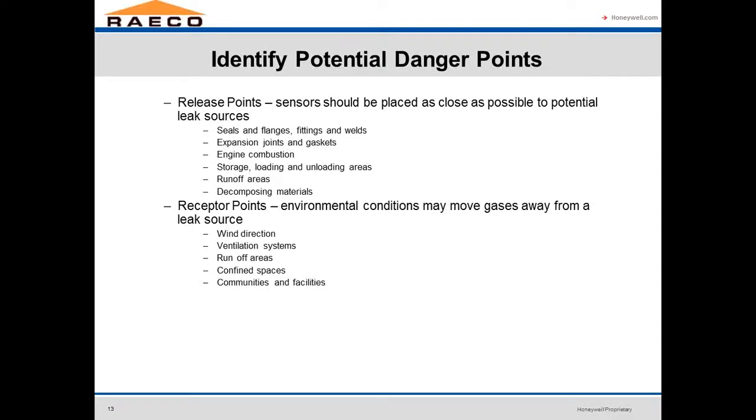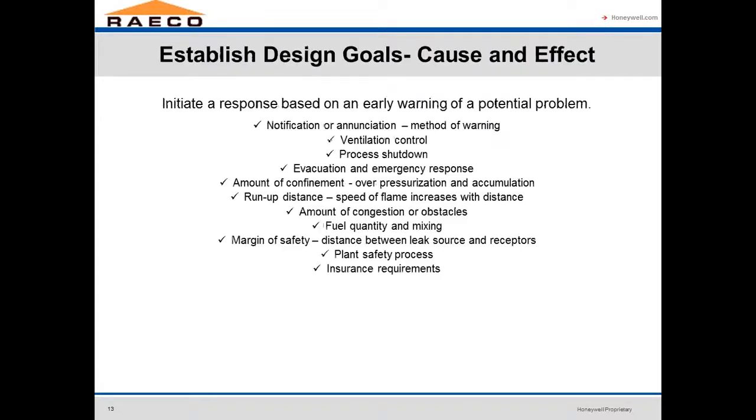You also need to be aware of what's going to happen around you once these gases get released: outdoors, what the wind direction is; indoors, the ventilation system and confined spaces; and what's around your facility. Do you have communities, neighbors, or other manufacturing sites? You want to make sure that you don't send gases off into those other areas.